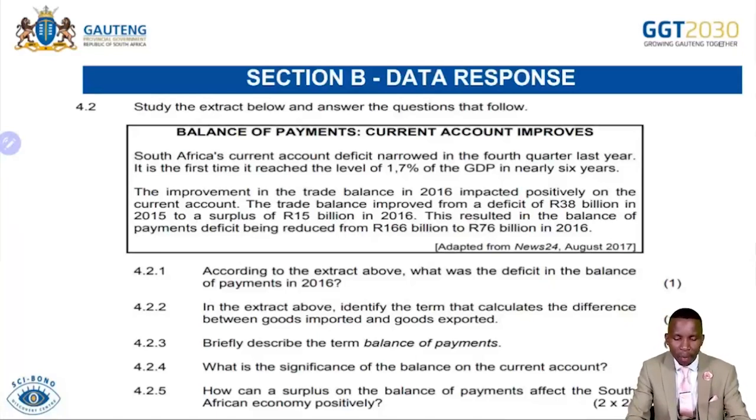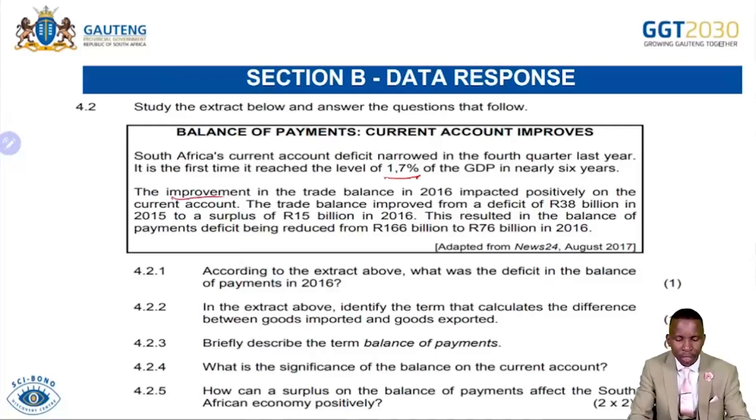So balance of payments, current account improves. So in this data response, we're given here information. South Africa's current account deficit narrowed in the fourth quarter last year. It is the first time it reached the level of 1.7% of the GDP in nearly 6 years. And then the improvement in the trade balance of 2016 impacted positively on the current account.